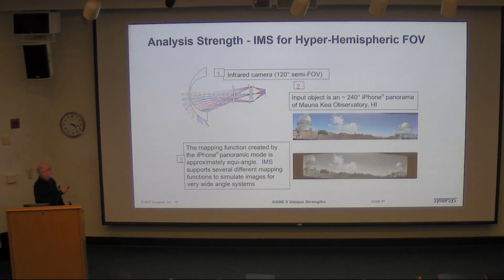And we also support mapping. Instead of mapping the object simply by rectilinear mapping, we can also use orthographic or stereographic. That's needed if you have a hyperhemispherical field of view system like this. Here's a hyperhemispherical wide angle. This is an iPhone camera panorama, which uses equal angle mapping. Here we see, for this lens system, how the image would be distorted on its sensor plane and blurred out, based on mapping that object in equi-angle space as opposed to a rectilinear space.